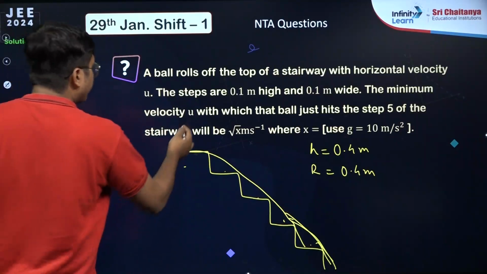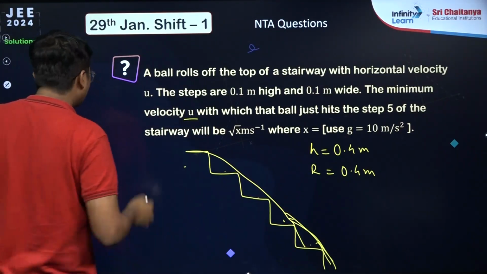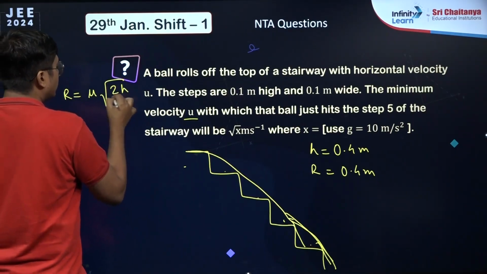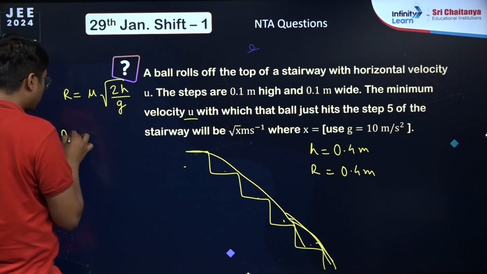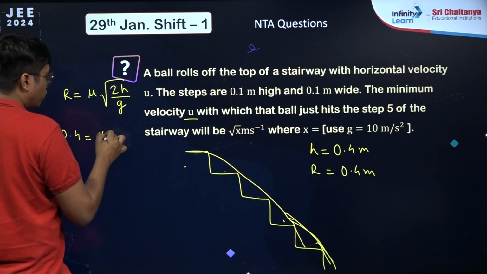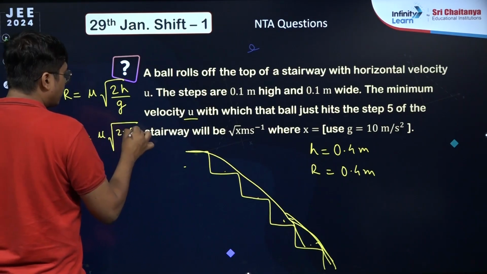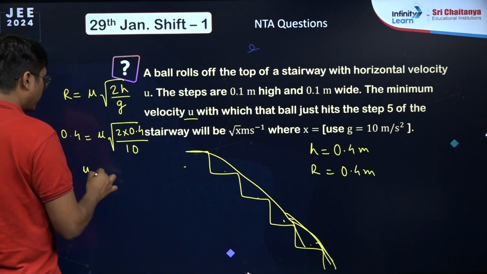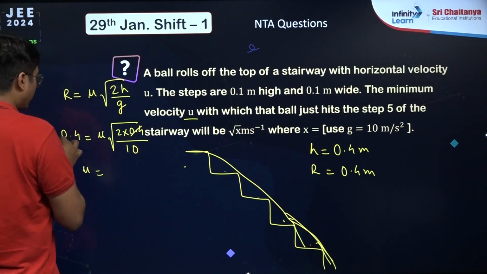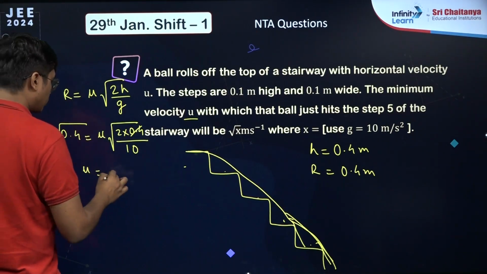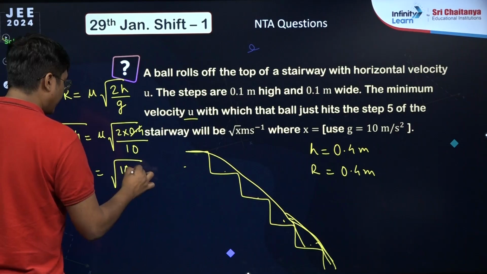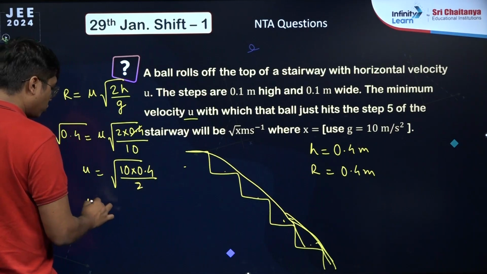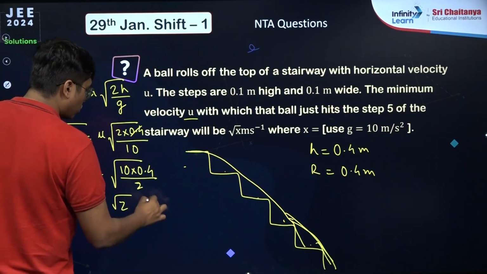So you want the initial speed with which it is launched. So it's a horizontal projectile launch. The horizontal projectile range formula is u root over 2h by g. Range is 0.4, so 0.4 equals u into root over 2 into the height, which we got also as 0.4, divided by g, which is 10 over here. So u comes out to be root over 10 into 0.4 divided by 2. You can see it is 4 divided by 2. So u is equal to root 2 meters per second.